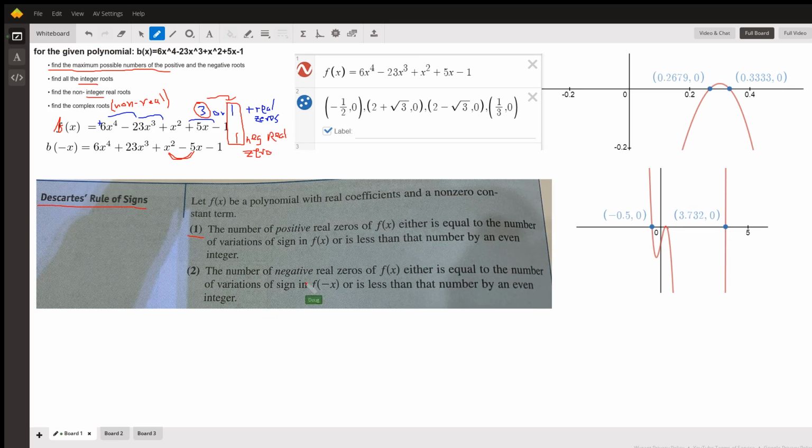Go back to this board. Those values are 3.732 and 2.267, which are definitely less than 4.6. So there you go. Hope that helped. If you have any questions, let me know.